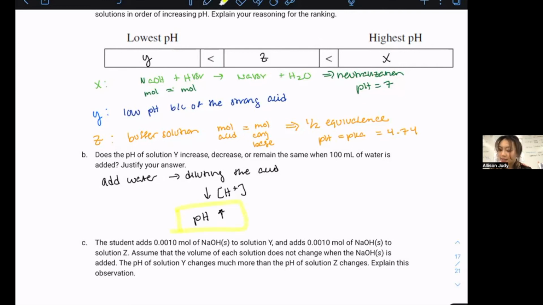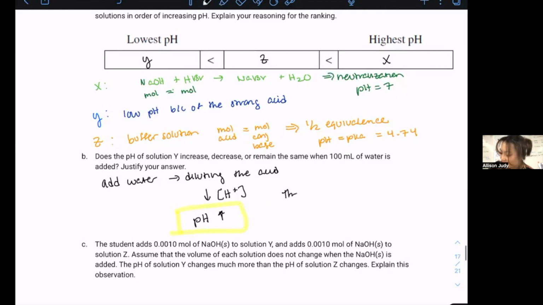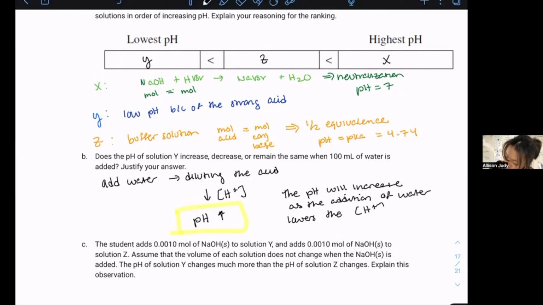Okay, and you could put that in actual sentences. So the pH will increase as the addition of water lowers the concentration of H plus in solution.